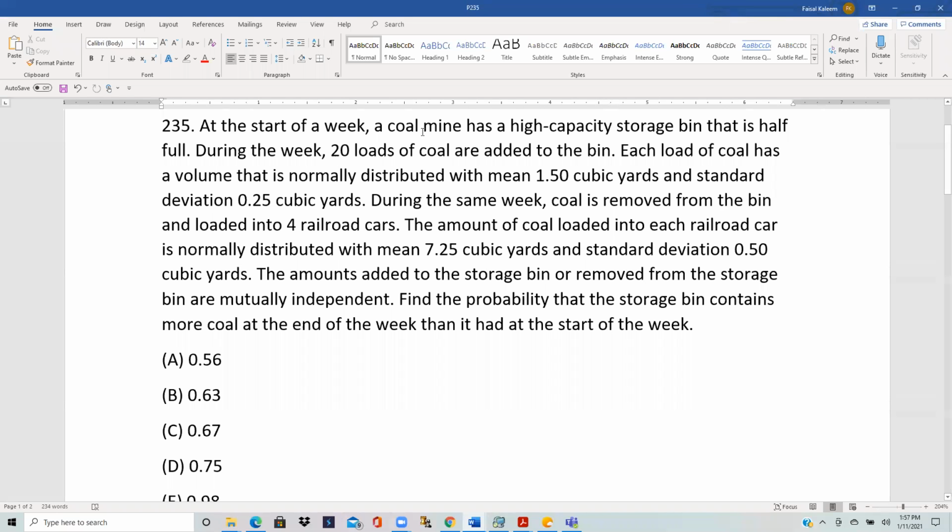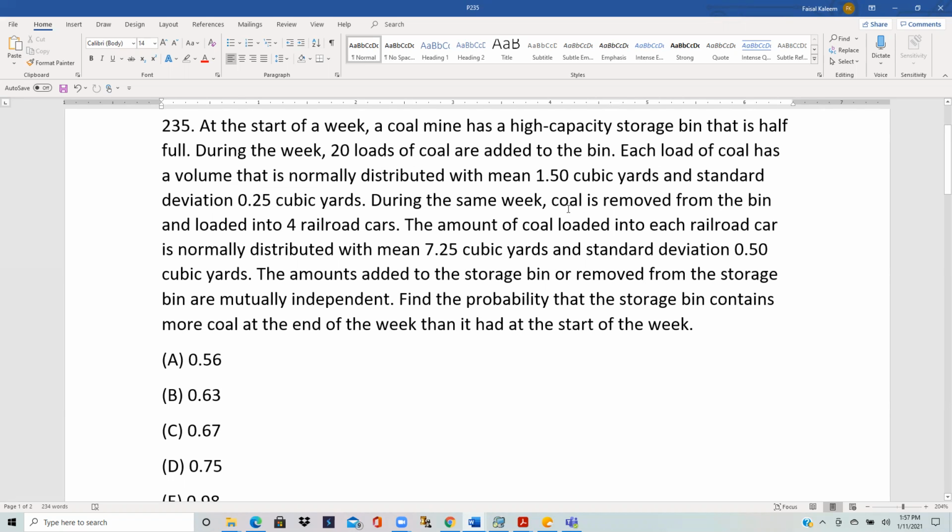At the start of a week, a coal mine has a high capacity storage bin that is half full. During the week, 20 loads of coal are added. Each load has a volume that is normal with mean 1.5, standard deviation 0.25.